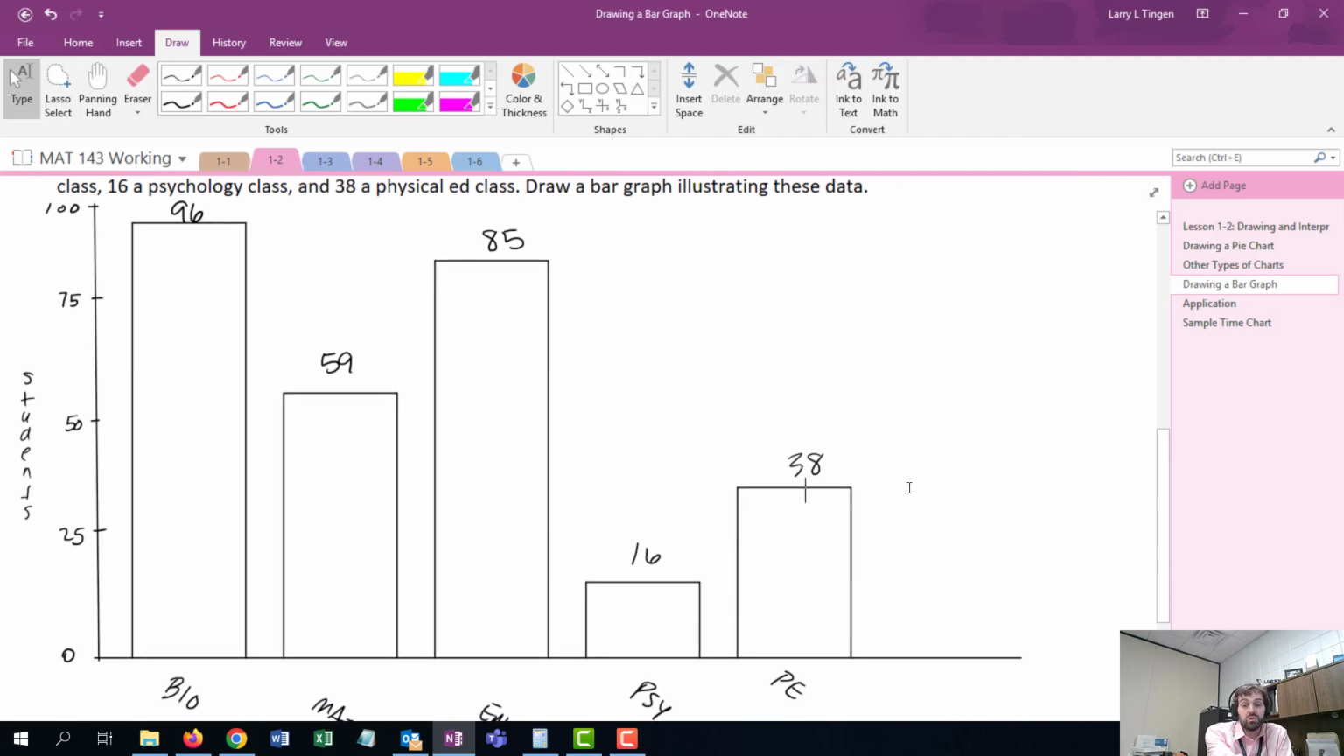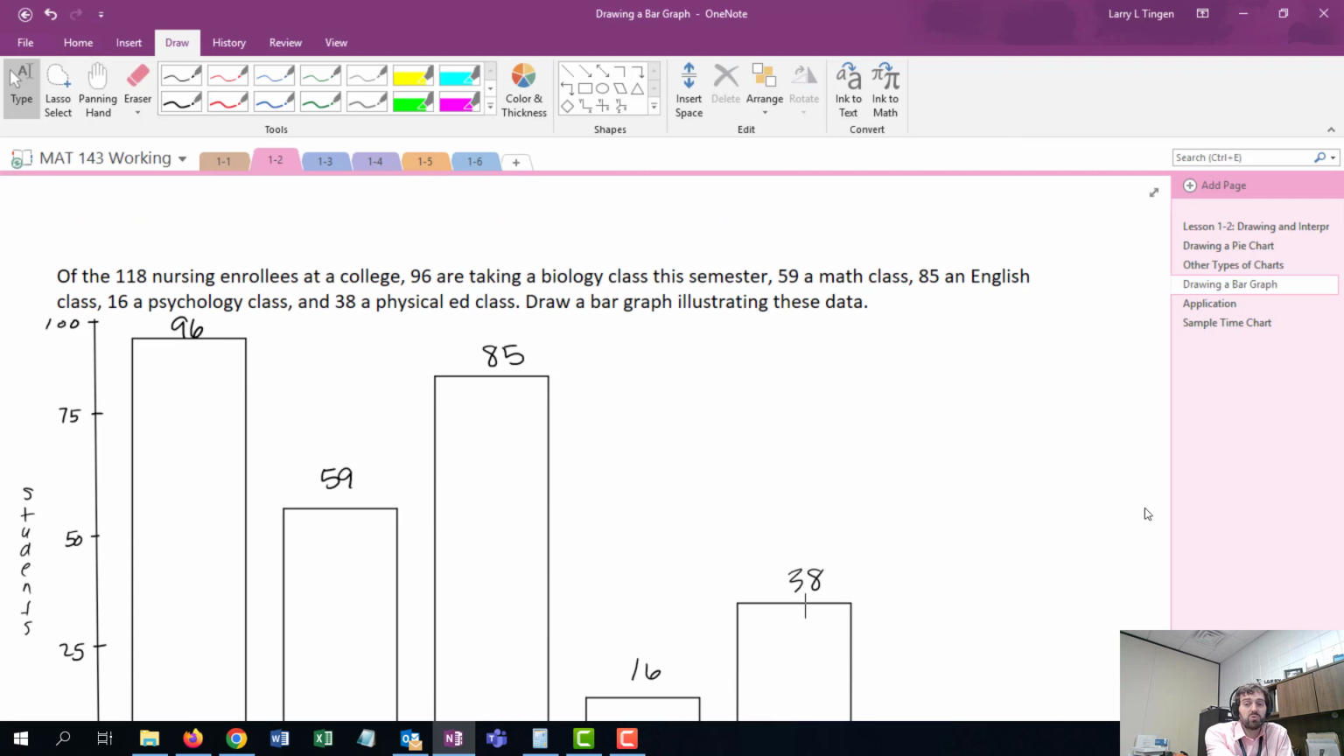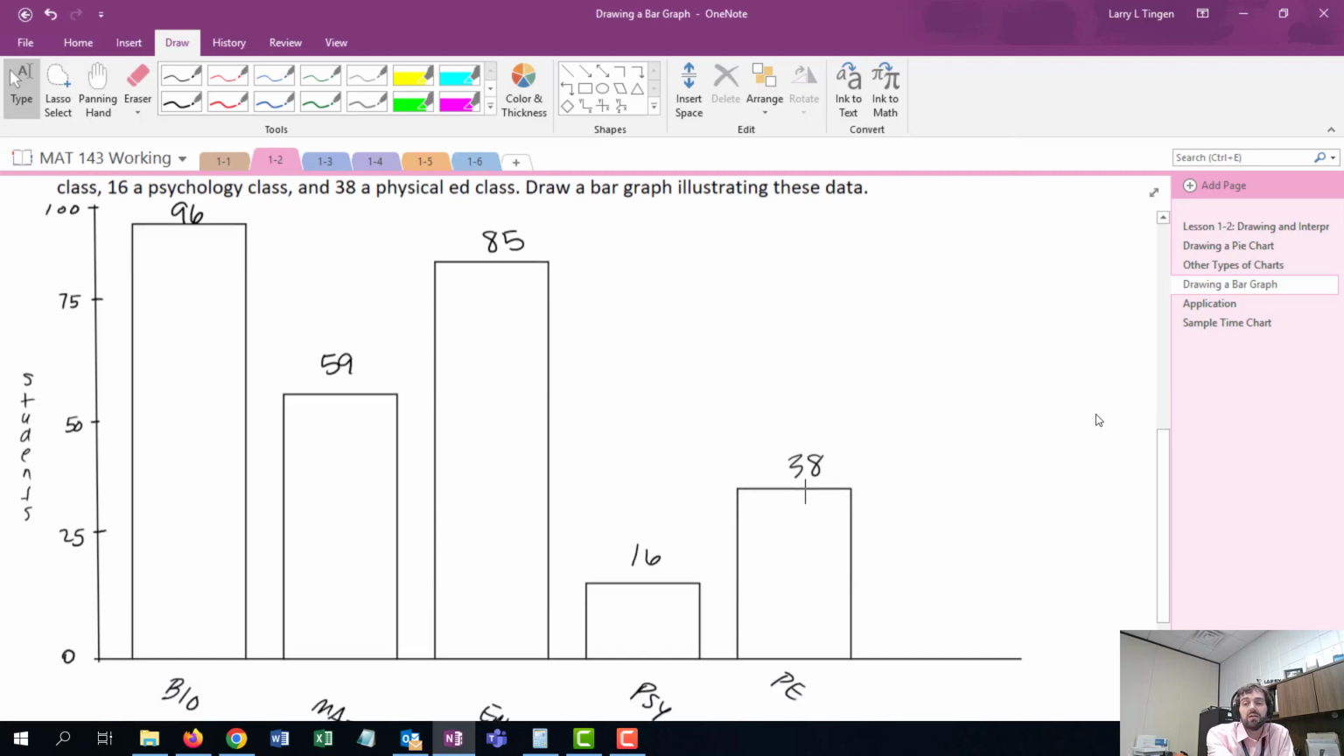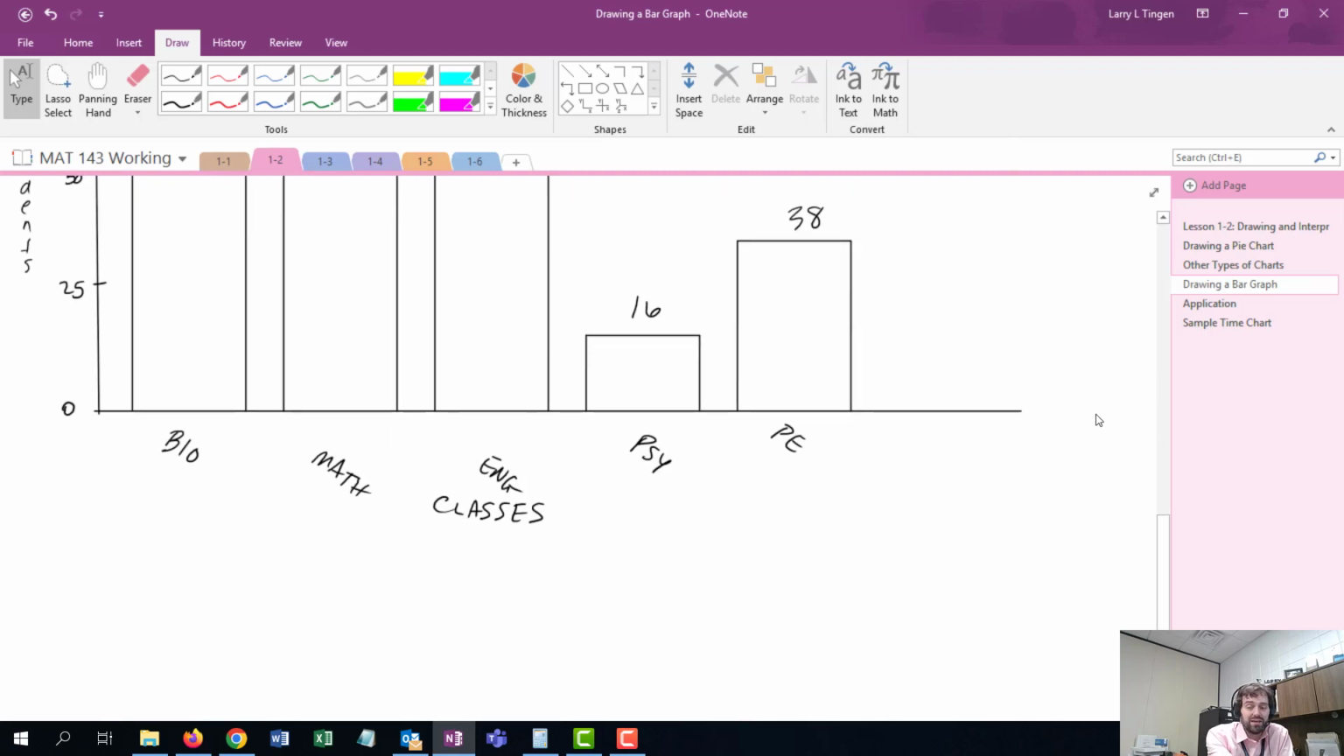So it's a pretty good guess that some of these are in all 5 of these classes. Some people are just in biology. Maybe some people are just in English and they're not taking any of the other 4. All right, so again, 118 is not the total number of classes, but each person can be taking none of these classes, one of these classes, 2, 3, 4, or all 5. So we've run into another situation where the bar chart doesn't have to add up to 100% or to 118 nursing enrollees, but it still makes sense outside of that.